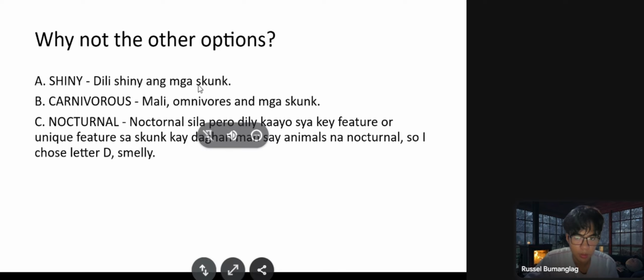So why not the other option? A. Shiny. Dili shiny ang mga skunk, so I'll cross that out. B. Carnivorous. Mali, because omnivores ang mga skunk, so you can cross that out. And in C. Nocturnal. Nocturnal sila, pero dili kaayo siya key feature or unique feature sa skunk. Kahit daghan may say animals na nocturnal, so I chose letter D. Smelly.